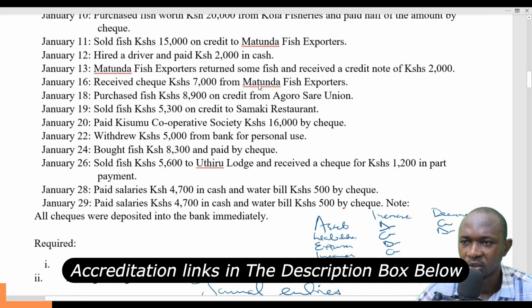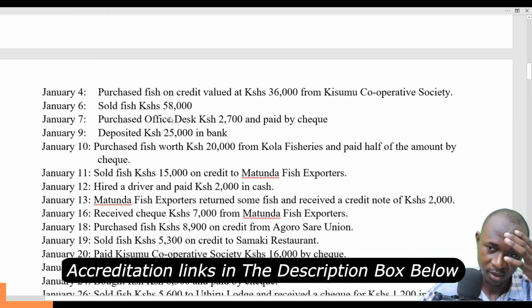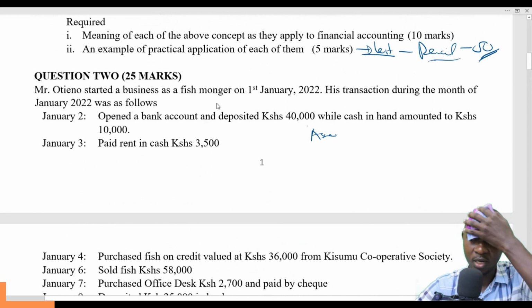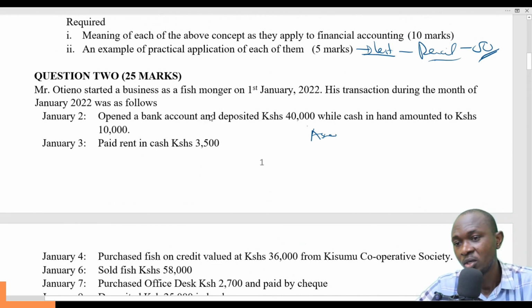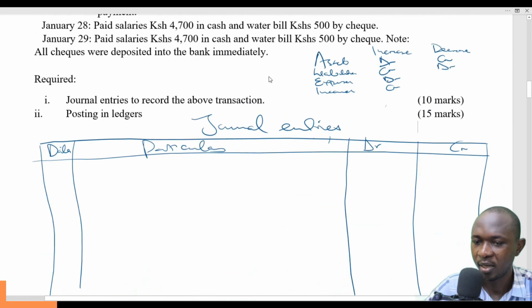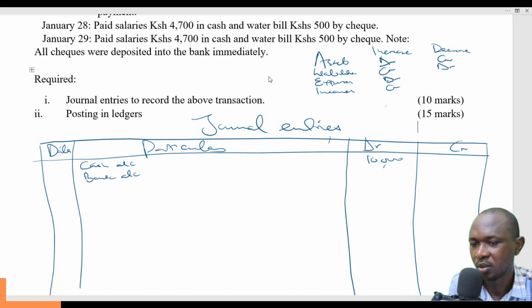Look at the transaction: opened a bank account and deposited 40,000 while cash in hand amounted to 10,000. Cash and bank are assets, so we simply debit. When coming up with journal entries, always start with the debit side. So we say cash account, 10,000, then bank account, 40,000. And then of course, this is a capital account, 50,000. So we started with 50,000 capital.